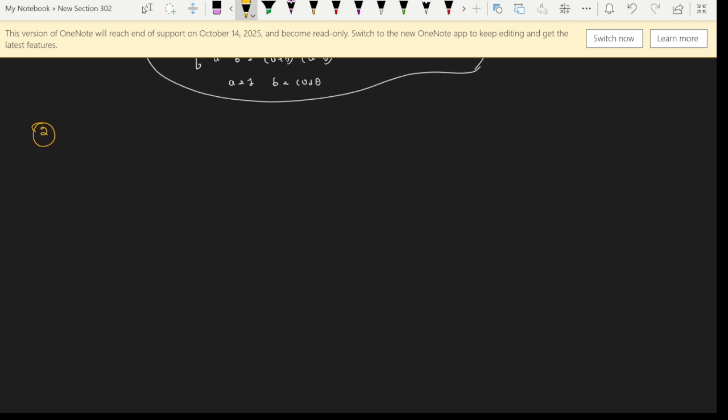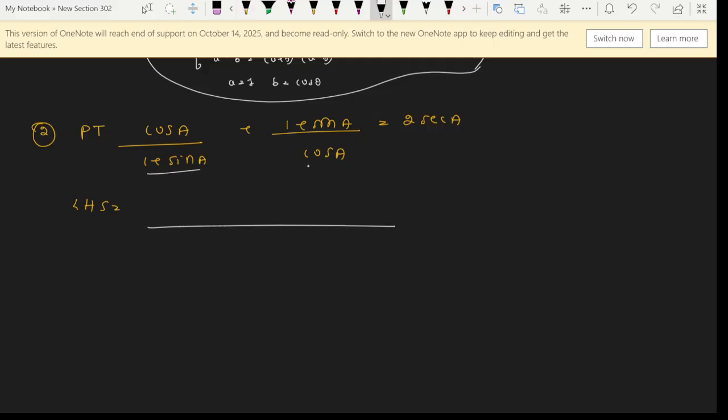The second problem from this exercise: prove that cos A divided by 1 plus sin A plus 1 plus sin A divided by cos A is equal to 2 secant A. So let me expand the LHS.